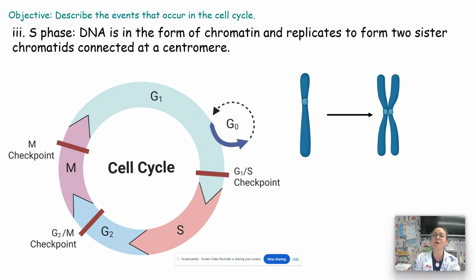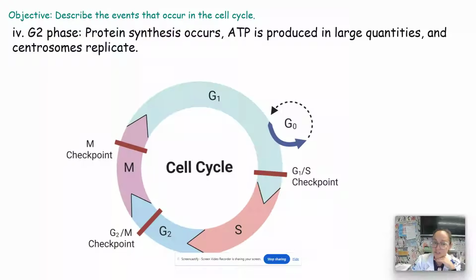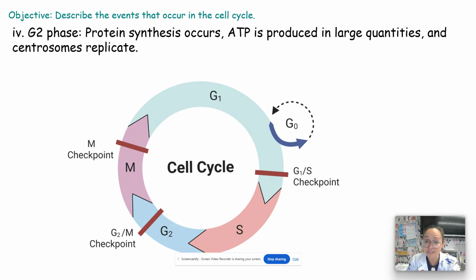But if a cell is going to divide, it will pass that G1/S checkpoint and move into S phase, where our DNA is replicated. On my screen here, you see an unduplicated chromosome and then a duplicated chromosome. They are both considered to be one chromosome, but in S phase, that is where our DNA is doubled. And then we go into G2, and in G2 protein synthesis occurs. A lot of ATP is made in preparation to go into M phase.